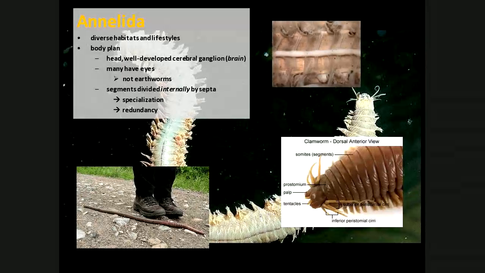Typically, the body plan is they have a head with, again, that cerebral ganglion. Some have eyes. Earthworms don't have eyes. They live subterranean, don't need eyes. If you don't need something, don't create it. Eyes are expensive, right? And here segmentation is taken to its highest degree, right? These organisms are known by their segmentation. Divided on the outside, divided on the inside.